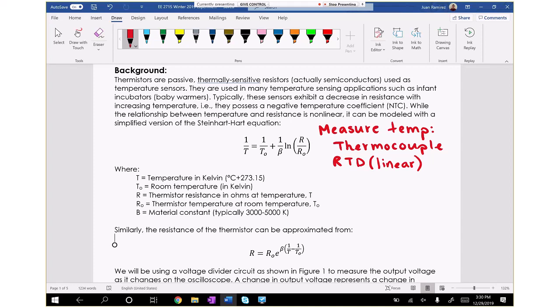RTDs are made out of a certain type of metal, so they're actual metal devices that get characterized by their resistance at a certain temperature. So that's an RTD, but not a lot of sensitivity, so that's one of the challenges.